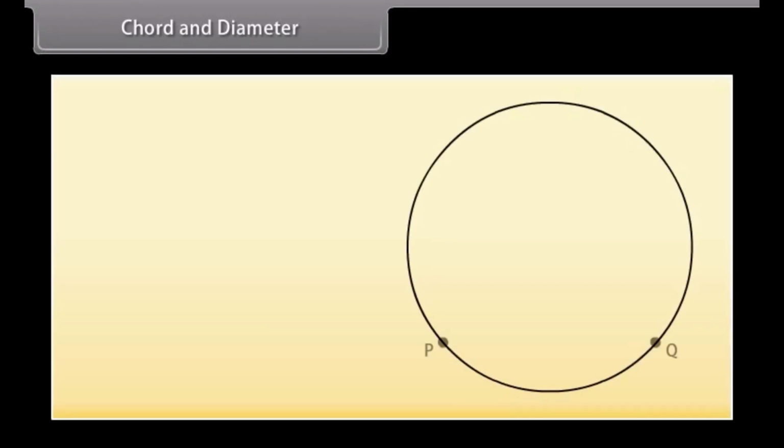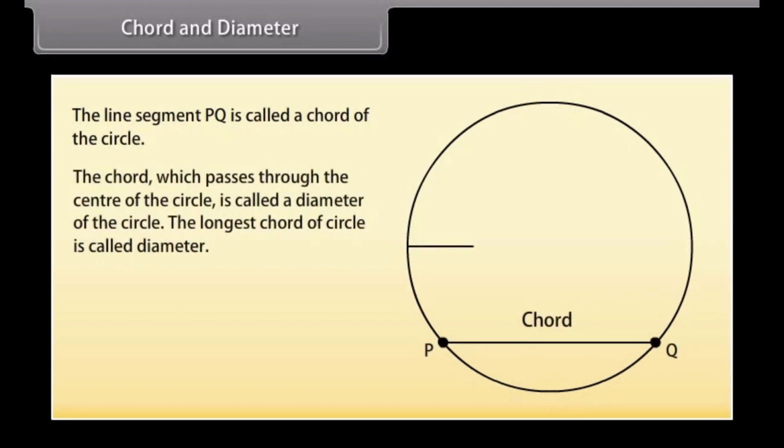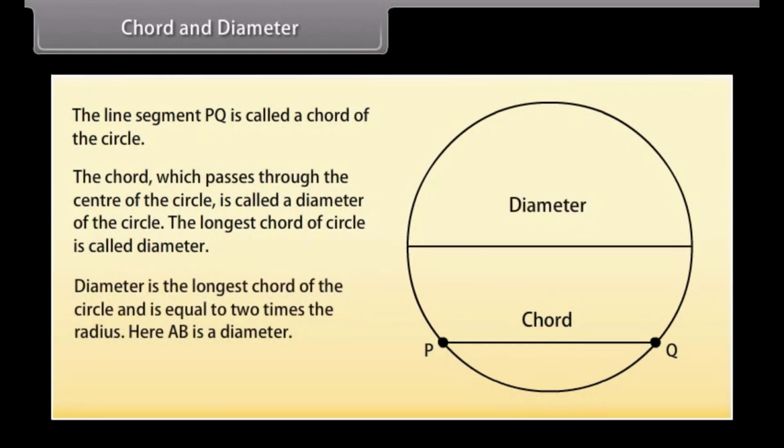Chord and diameter. If you take any 2 points on the circle, say P and Q, and join them, then the line segment PQ is called a chord of the circle. The chord which passes through the center of the circle is called a diameter of the circle. Diameter is the longest chord of the circle and is equal to 2 times the radius. Here we can see that AB is a diameter.